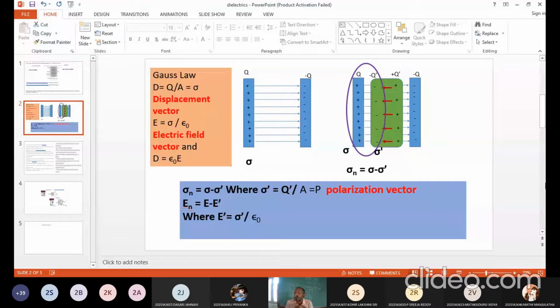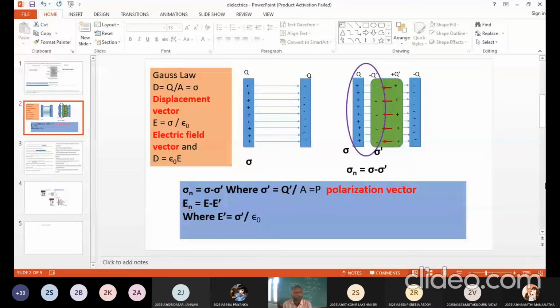It talks about the amount of charge enclosed by a closed surface. If Q is the amount of charge enclosed by a surface of area A, then Q by A gives you the displacement vector, or you just call it epsilon naught E. In Gauss law you'll say that the integral of E dot ds is equal to q by epsilon naught. That's what you say, right? I don't know whether you remember or not.